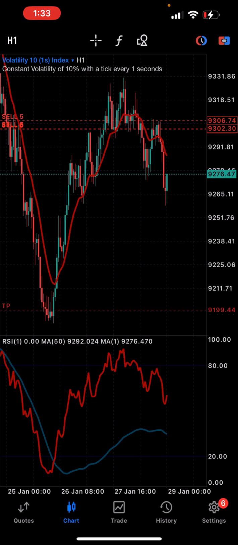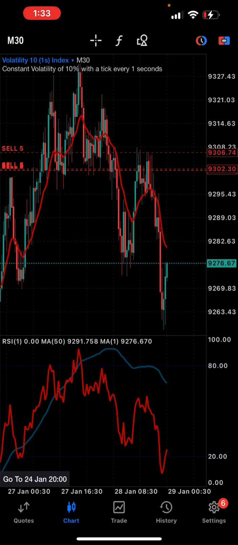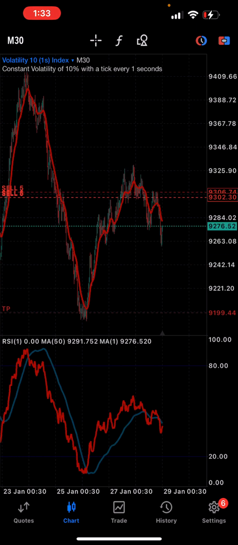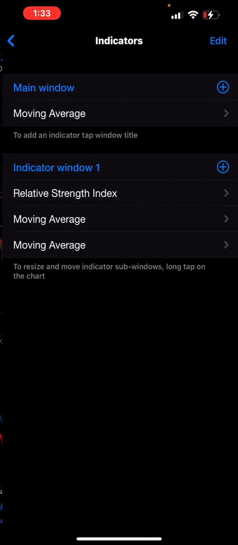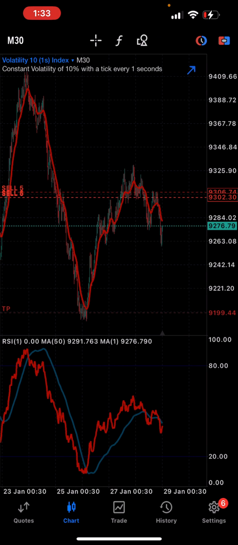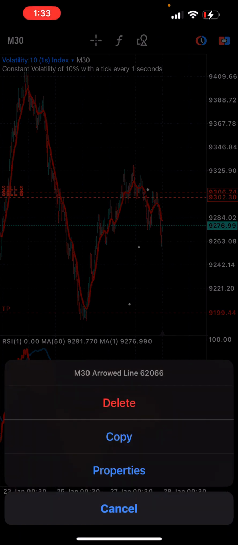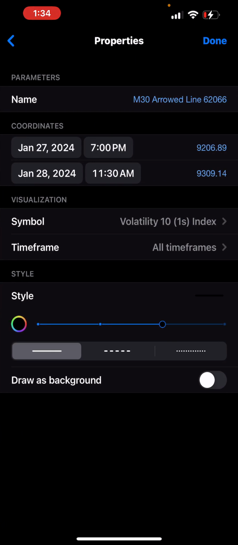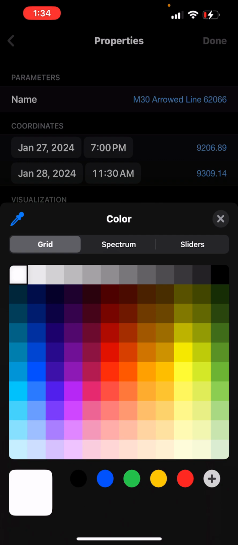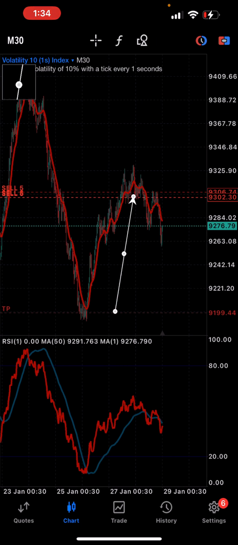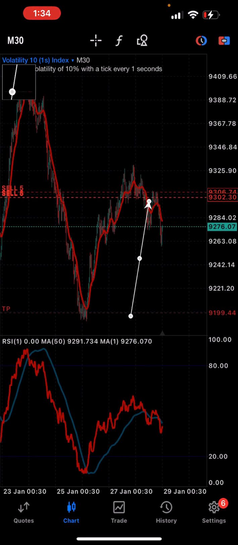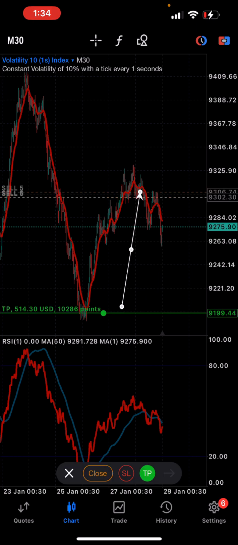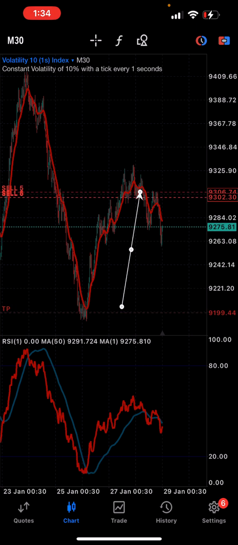So now the conditions for why we enter this trade: if we check the 30 minutes time frame, you can clearly see what happened here, there was a crossover of the moving average. Let me change the color of this. See, there was a crossover of the moving average, and we're actually waiting for our TP. So that's one.